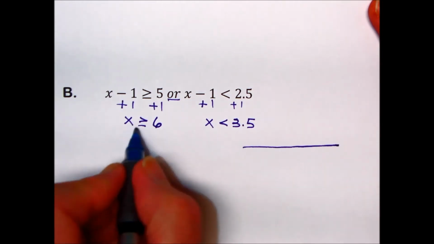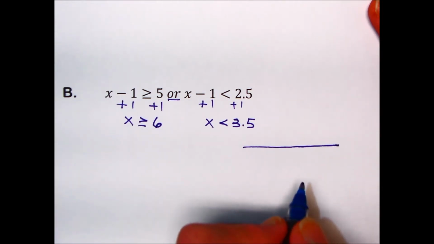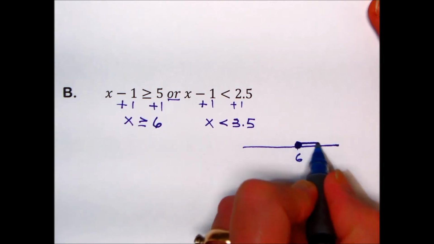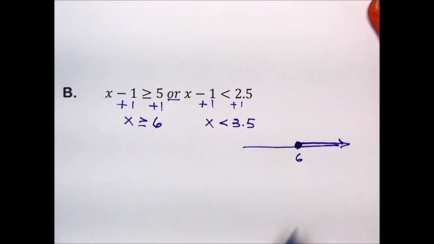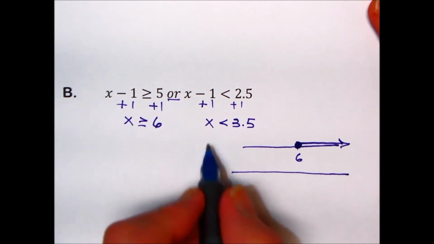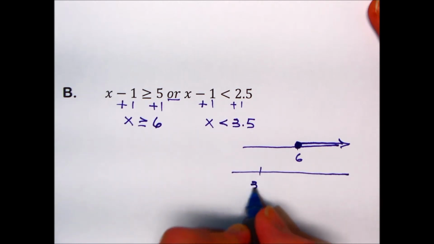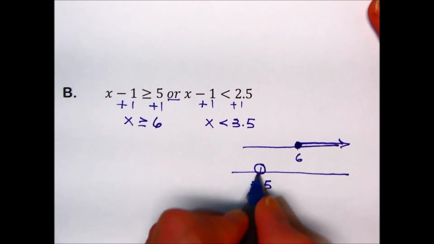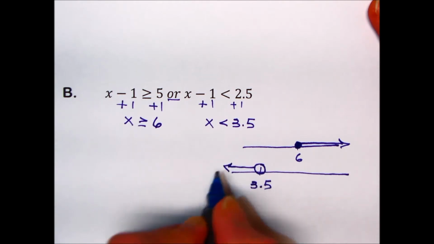Let's look at each one of these. X is greater than or equal to 6. So here we have 6. It's greater than or equal to, either the solid point or the bracket, headed towards positive infinity. X is less than 3.5, so we would not include it, showing that with an open point, and it's less.